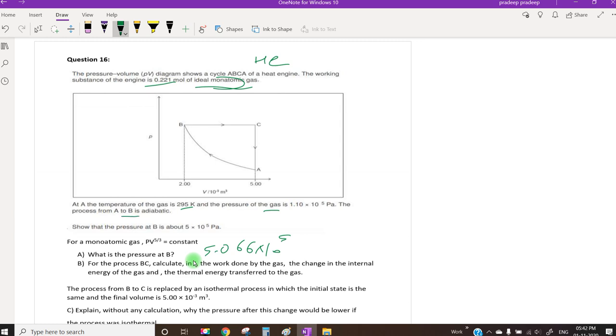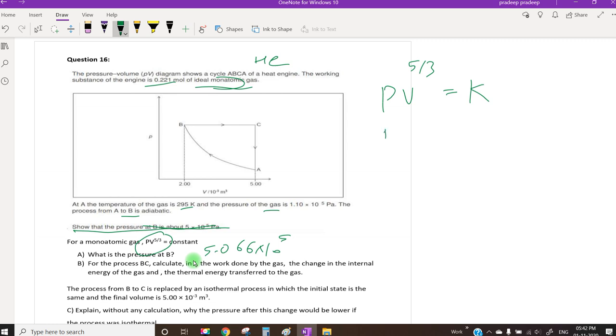So A to B is given to you as adiabatic. Okay, and the pressure, oh, just a second, this was not supposed to be there. So it's given that for a monoatomic gas, the relation is pressure times volume to the power 5 by 3 is equal to a constant. Okay, Smera, could you explain? Did you use the same relation to arrive at the answer? Yes, sir. PV to the power 5 by 3 for both.